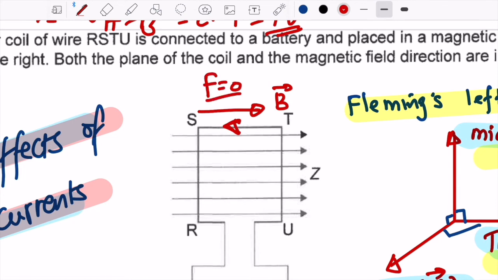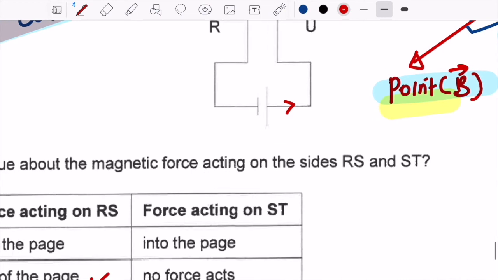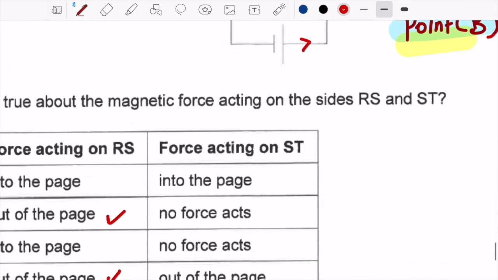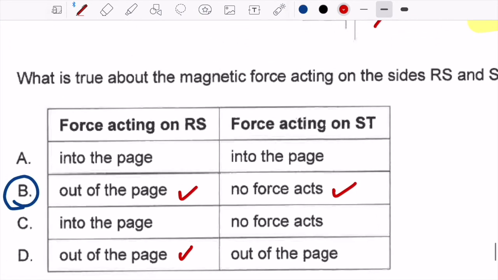Force is zero. Force does not exist in this situation, because the force is greatest if the magnetic field and the current are perpendicular, or at least at an angle. These two are in the same direction, so they are parallel, no force. So the answer is B.